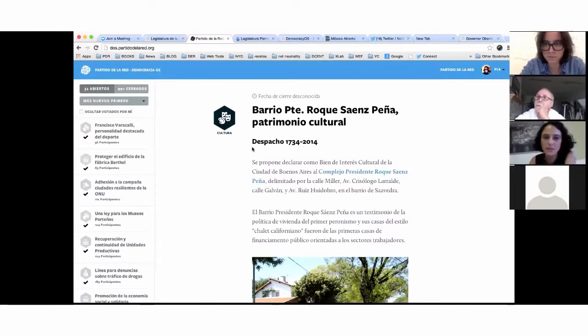So basically, this is DemocracyOS. This is the application that the Net Party is using in Argentina. Let me just very briefly tell you a little bit about the Net Party. When we started building DemocracyOS and thinking about how we can upgrade our political system using the tools that we use every day, we also became very aware that we needed to find a way of connecting this to the political system.